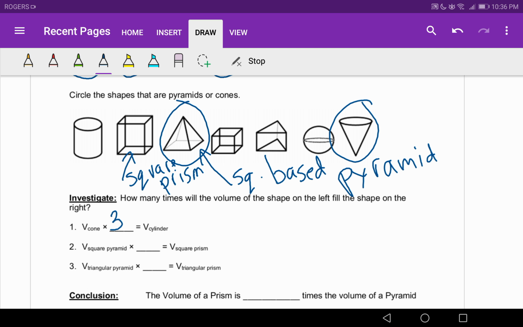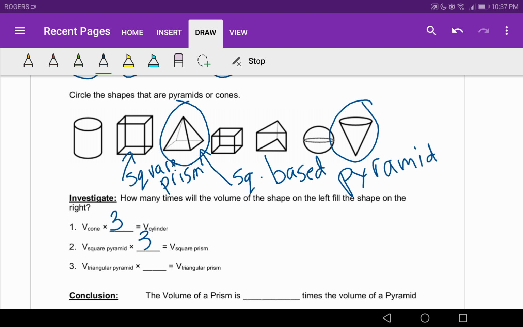How much more water do you think that square prism would hold over that square-based pyramid? Once again, if you guess the number 3, you're correct. So a square-based pyramid is 3 times smaller than a square prism or a cube.